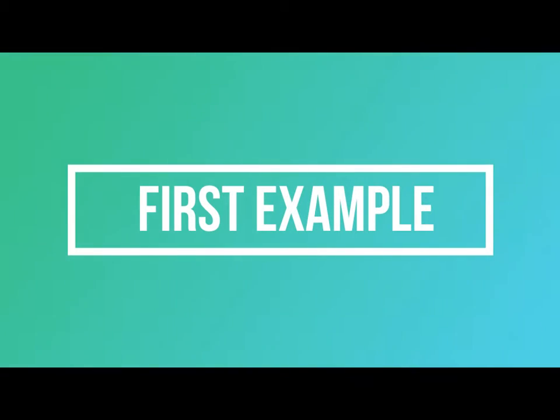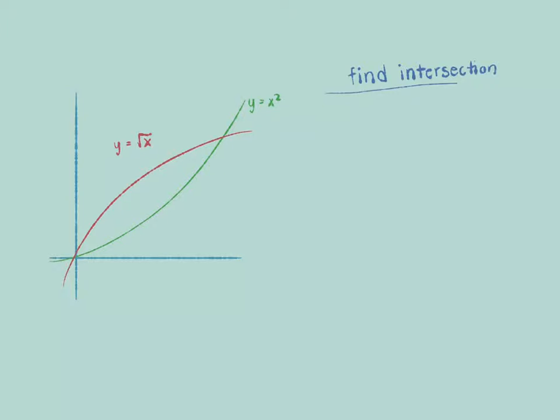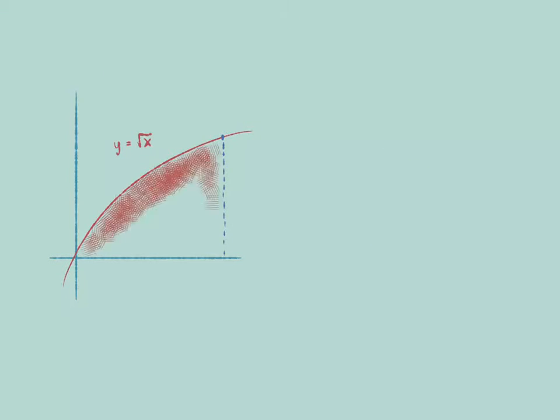For the first example, we have to find the area of the region in the first quadrant, which is the red line below the graph of y equals square root of x, but above the graph of y equals x squared. Since there is no specific interval, we have to find the point of intersection first, by equating the two equations together. After we get the intervals, we can move on to calculate the actual area by using the definite integral formula.